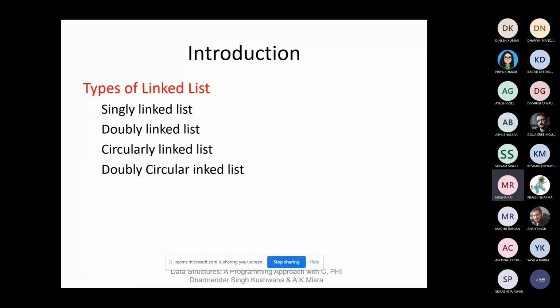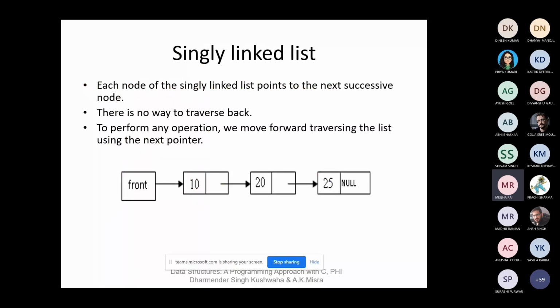So, types of linked list structure: single linked list structure, doubly linked list structure, circular linked list structure, and doubly circular linked list structure. These are the four types of structure that will be used for the linked representation. First one comes to the single linked list structure.